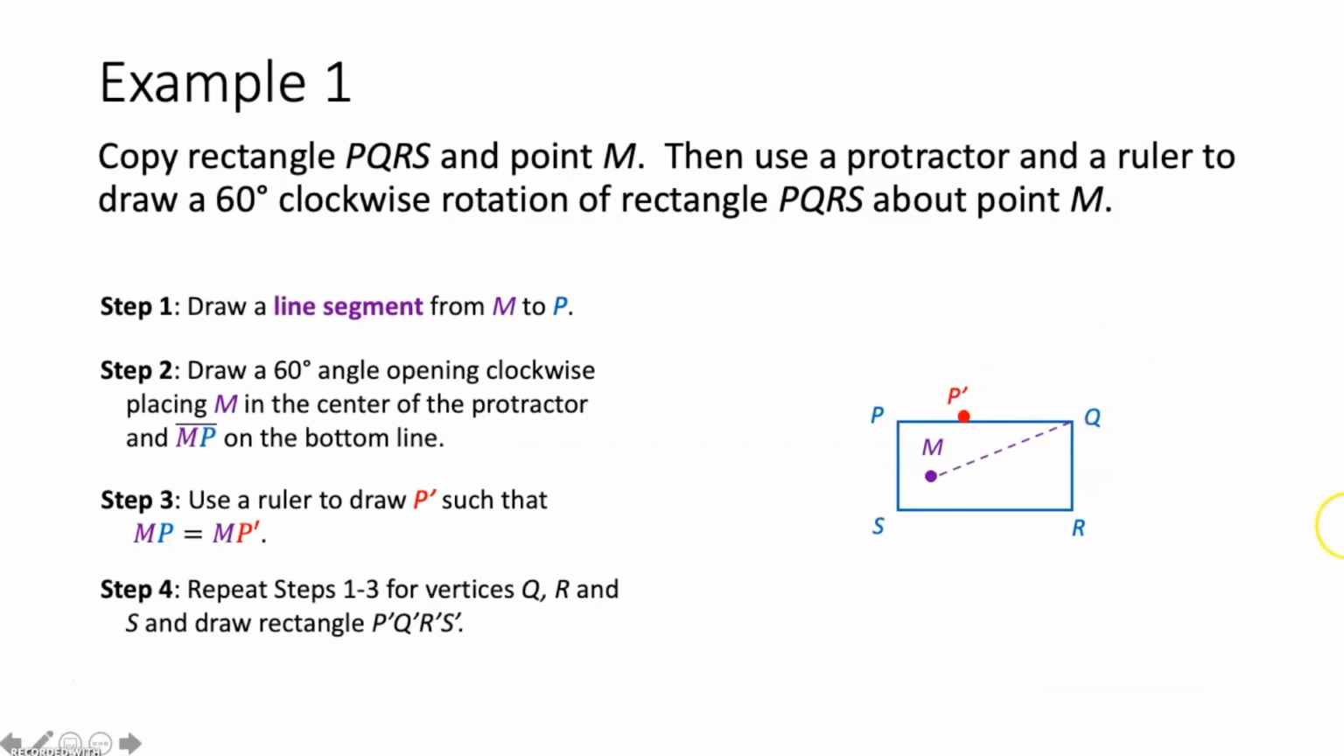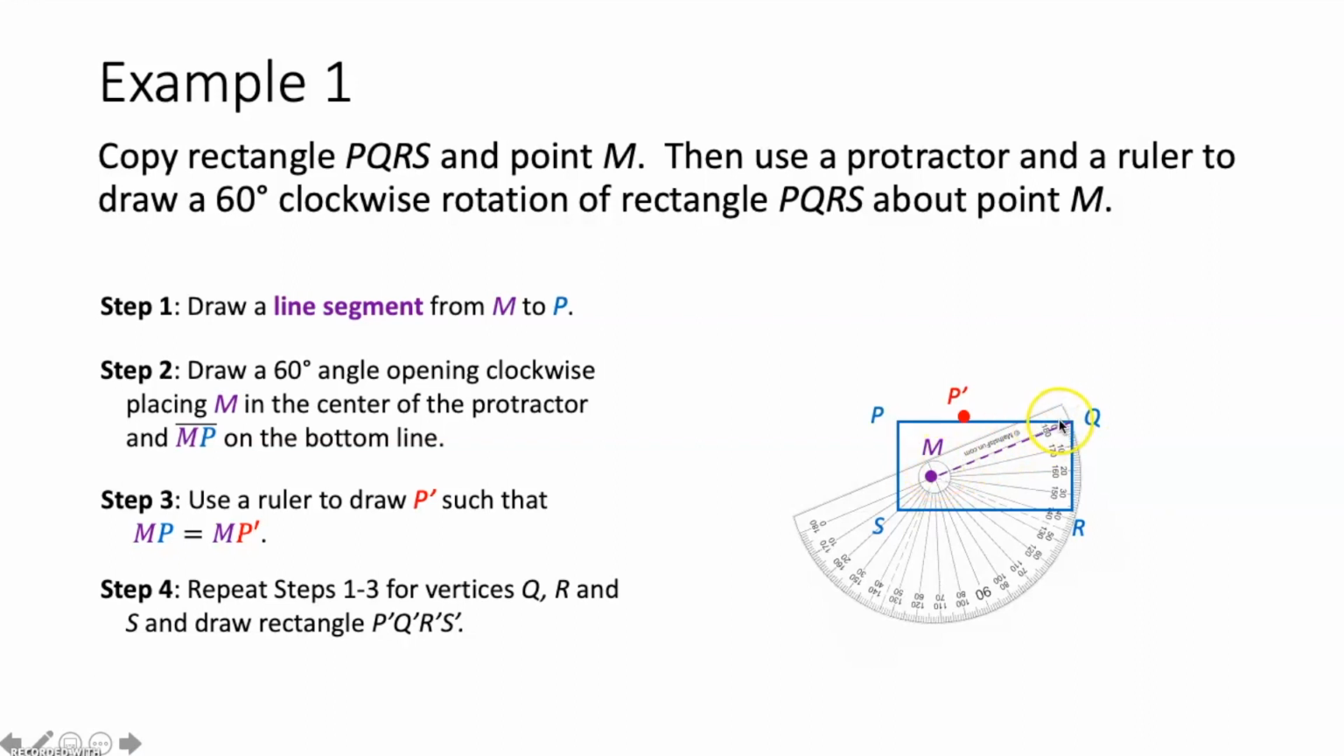So let's do it with Q. If I want to rotate Q 60 degrees clockwise about point M, that's going to go this way, right? Not this way. So don't put your protractor up here. It should be flipped. It should be like this, where your center of rotation is at point M, and then the bottom line is connected to MQ.